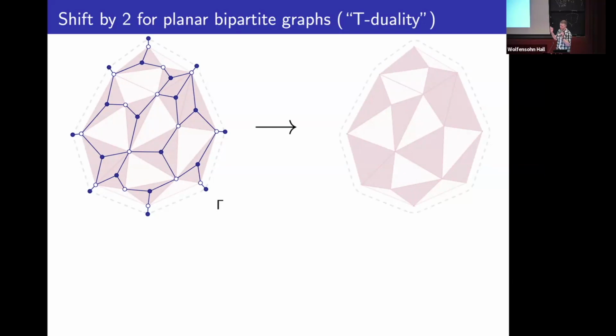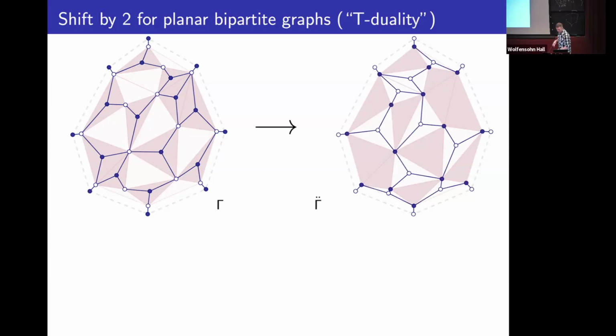apply T-duality twice. What you do is, for each white triangle, you insert inside of it a trivalent white vertex, with three black vertices. And so you get another planar bipartite graph in the disk, which I call the shift by 2 of gamma.